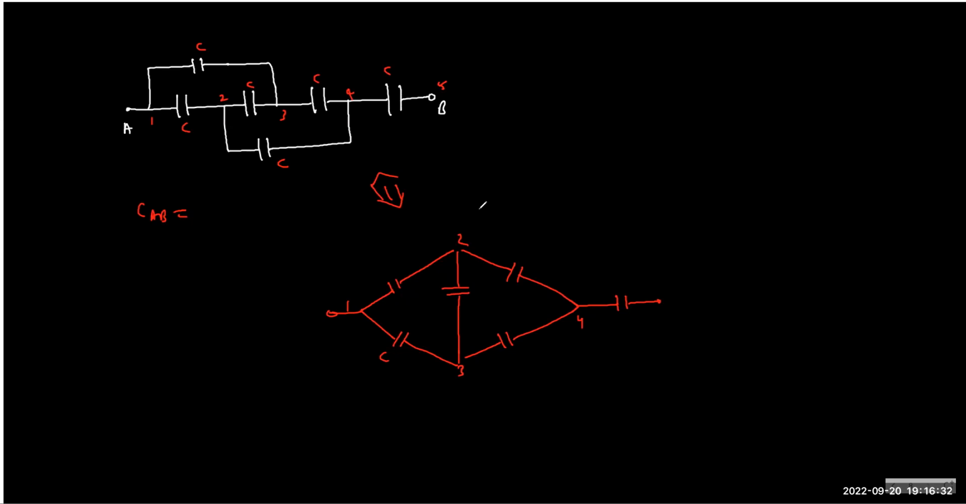Yes. So we can basically remove the middle one. Once you remove it, what do you get? C, C, C, C, and you know how to get it. So what's the answer? C by 2. Very good. So everyone is okay with C by 2?